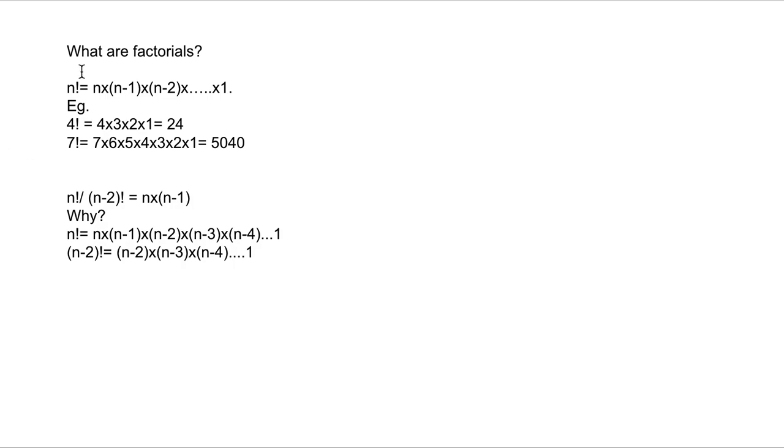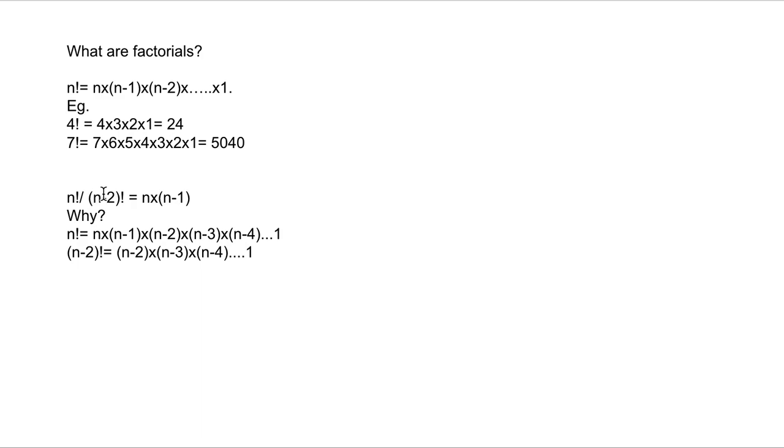N factorial can be written as n times n minus 1 times n minus 2 till 1. So if I'm saying n factorial, I'm just implying the product of the numbers n, n minus 1, n minus 2, n minus 3, n minus 4 till 1. If you're given 4 factorial, that would just be 4 times 3 times 2 times 1, that is 24. And 7 factorial would be 7 times 6 times 5, 4, 3, 2, 1, that's 5040. So that's n factorial.